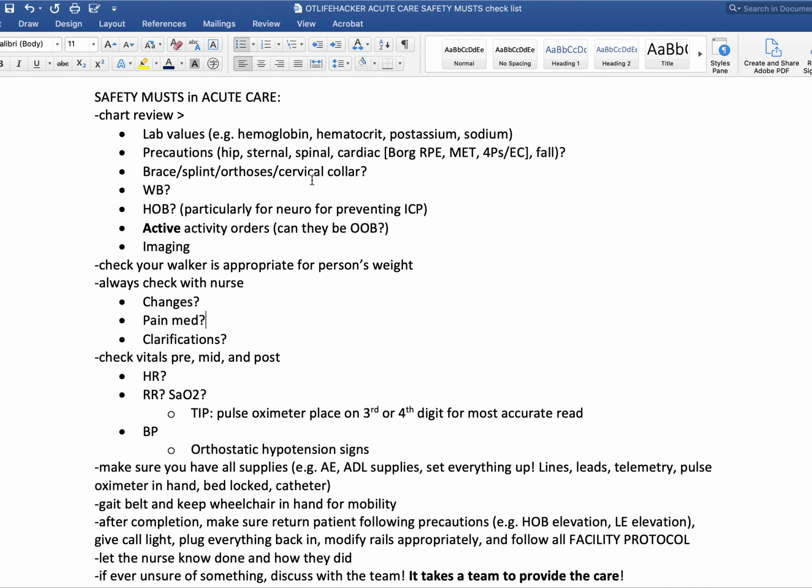All right, so precautions. Now, the hips, sternal, spinal, cardiac. Make sure you're looking at the rate of perceived exertion, the MET levels, the energy conservation, and falls is pretty much always going to be a precaution that you have to be aware of. Also, I noticed that there have been some updates on the precautions, so I want to make sure you know you always have to keep yourself updated. In acute care, there are always going to be changes, and you have to make sure you're staying up to date with those changes. That's what makes the most effective evidence-based care for your patients.